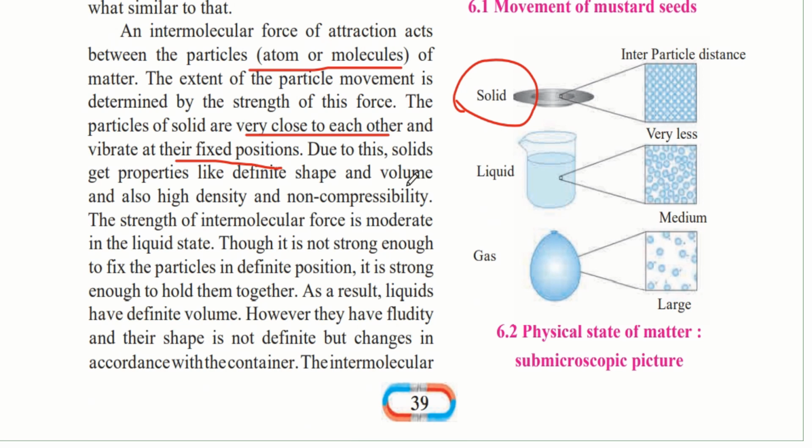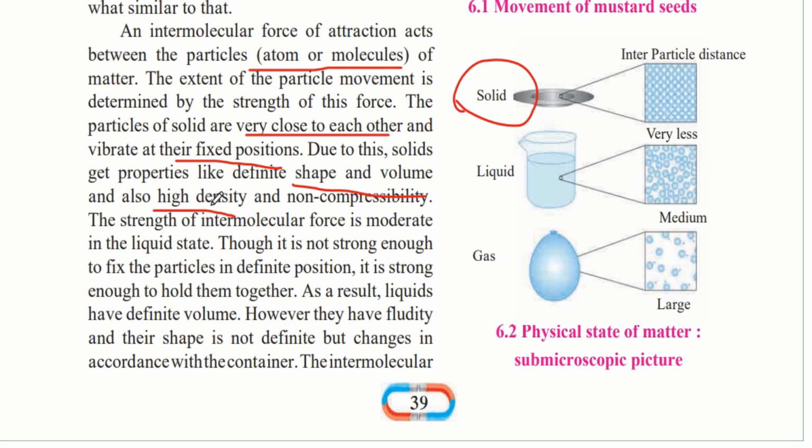non-compressibility. So what does this sentence mean? It means that because the solid particles are very close together, it gives the solid a particular shape that is not seen in liquids and gases. Because in liquids and gases, the shape can be changed and they can move. Therefore, solid is the only one that maintains its shape because the particles are very close together, and therefore the shape and volume are definite. Also, it has high density. Density is basically the amount of particles present within a particular area. And therefore, solids have very high density because there are many particles in one certain area.